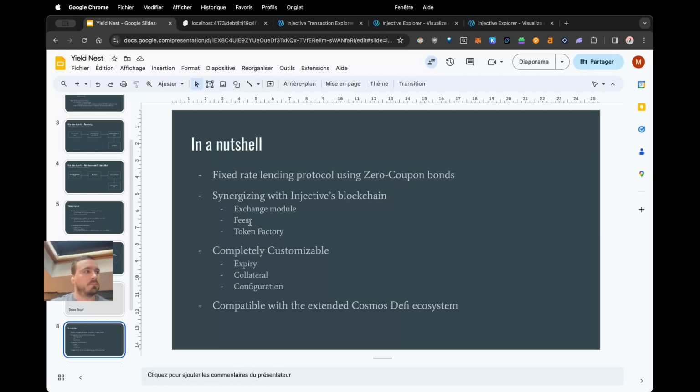And, well, as I said before, this protocol is completely customizable. We have customizable expiry, customizable collateral, customizable debt tokens, and customizable debt to be gotten. Like we've shown a case with USDT, we could change that to anything else. And the configuration itself can be customizable per market.